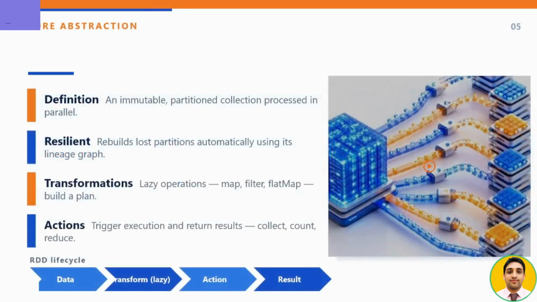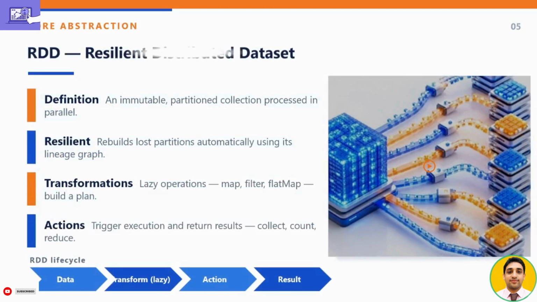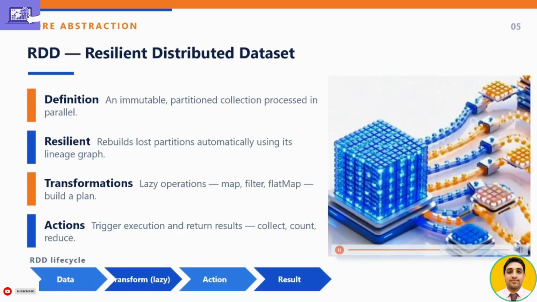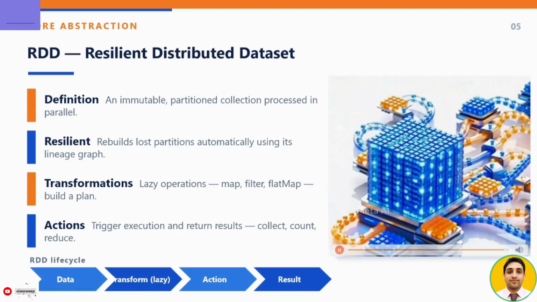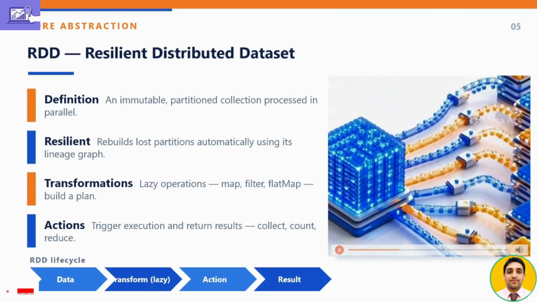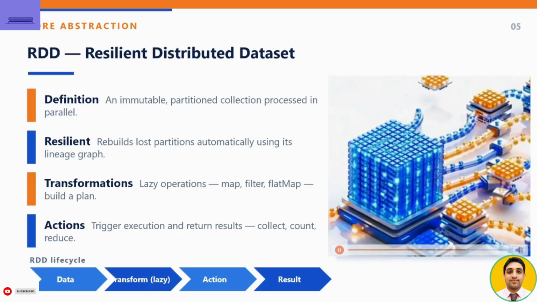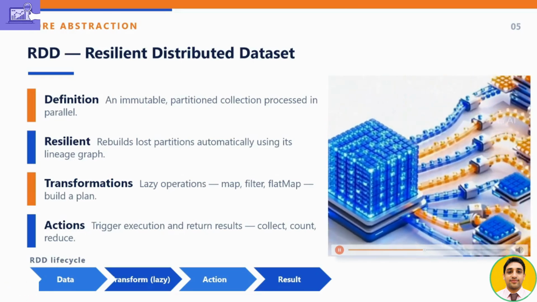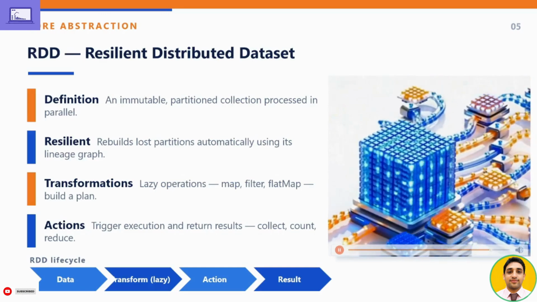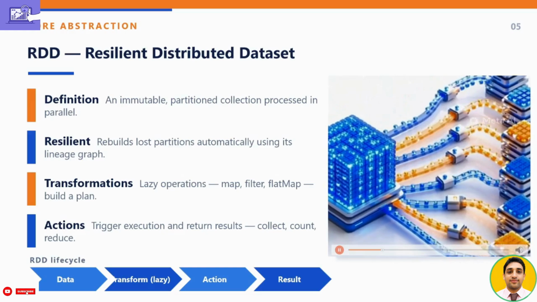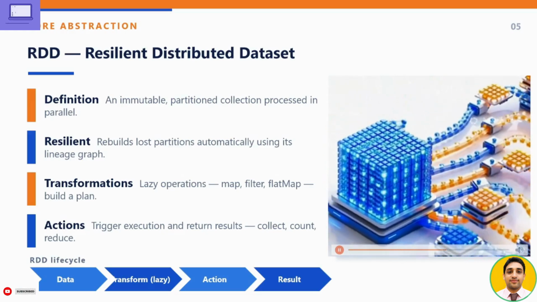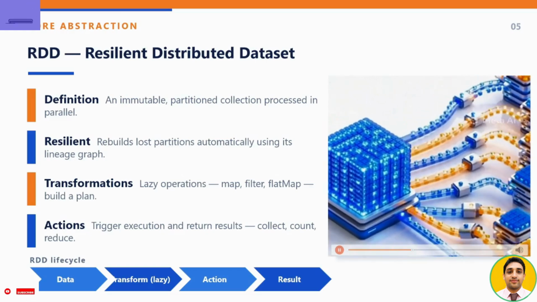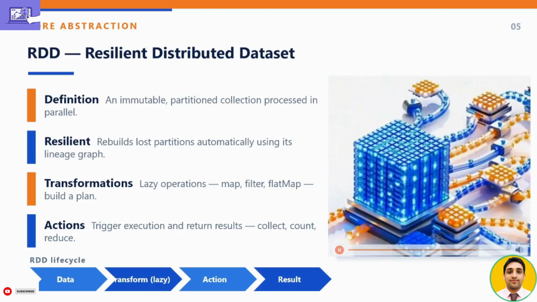Now let's come to RDD, Resilient Distributed Dataset. RDD stands for Resilient Distributed Dataset, and it's the original core abstraction that PySpark and Spark are built on. Let's break down what that means. By definition, an RDD is an immutable collection of data. Once created, it cannot be changed, and it's partitioned, meaning it's split into chunks that are processed in parallel across the cluster.